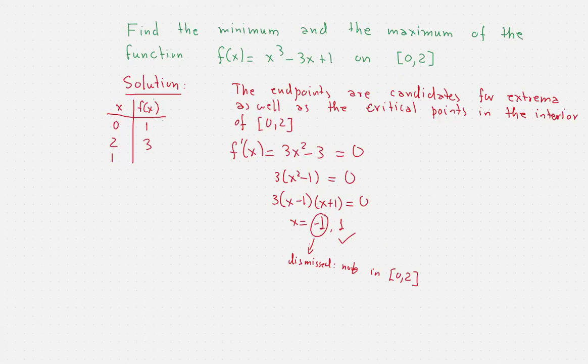Okay, so here's your maximum, and here's your minimum. The maximum occurs at 2 with maximum value 3, and the minimum occurs at 1 with minimum value -1. So we have both the input and the output for the points of minimum and maximum.